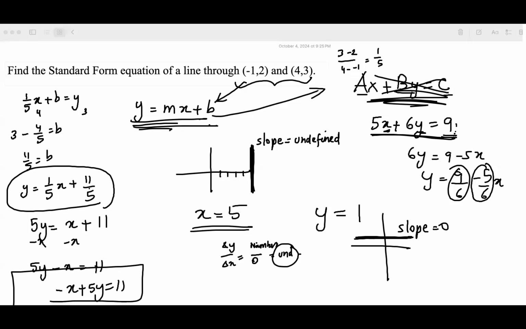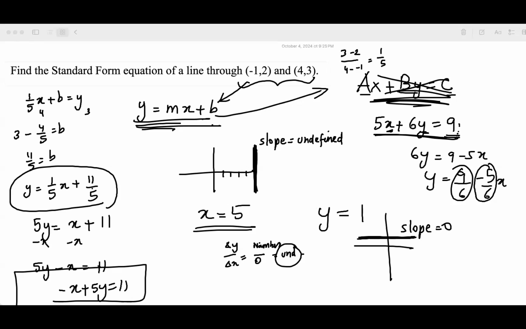Miss Priya, when you have a vertical line or horizontal line, you have to write it in standard form only. You cannot write it in slope-intercept form or point-slope form because the slope will be undefined or 0. So how would you write it when the slope is undefined? It will always be x equal to or y equal to lines. When slope is undefined, the line equation will be x equal to something. When slope is 0, the line equation will be y equal to something. Got it?